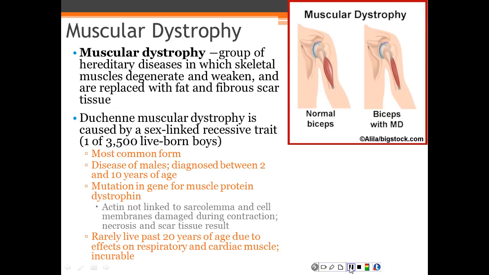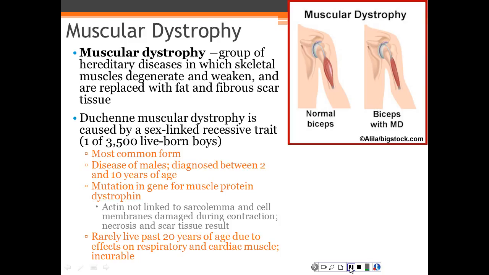Now, muscular dystrophy, we've heard of muscular dystrophy before. This is a group of hereditary diseases in which the skeletal muscles degenerate and weaken, and then are replaced with fat and fibrous scar tissue.